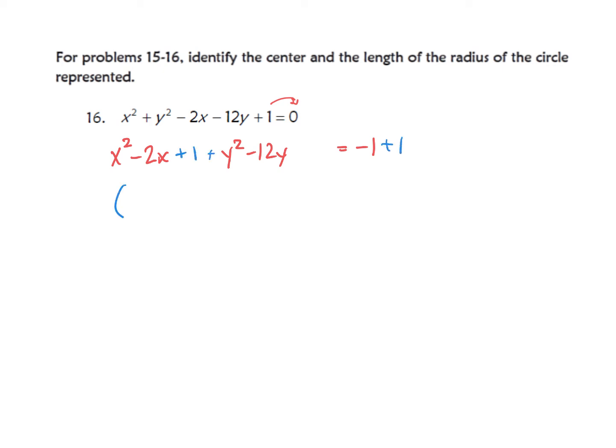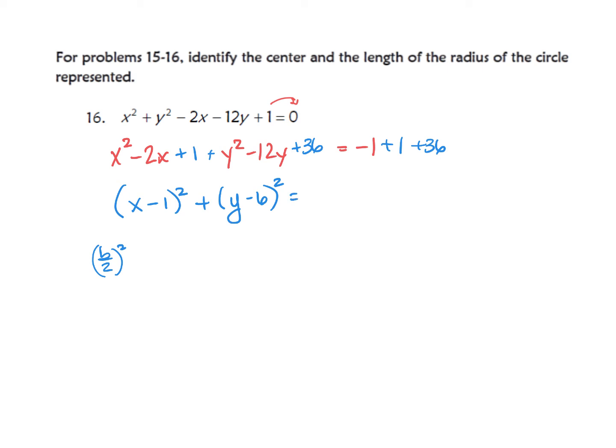If I want to factor that, it's going to become x minus 1. So that was b divided by 2 and then we had to square it, right? That was our process. All right, so now let's do our y's. Okay, so I have negative 12. So negative 12 divided by 2 gives me negative 6. Negative 6 squared gives me 36. So I need to add 36 to both sides. So my parentheses is going to have a y minus 6 because that's the number I squared, right?